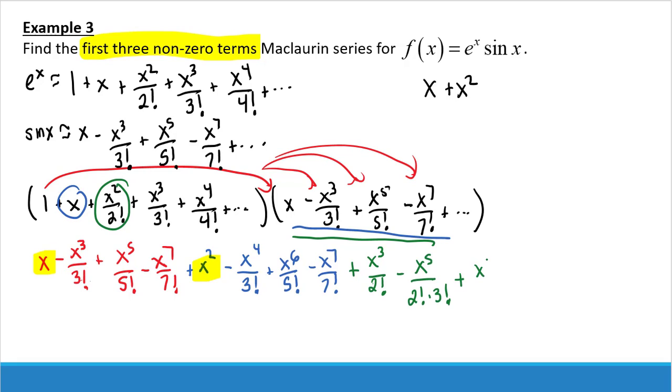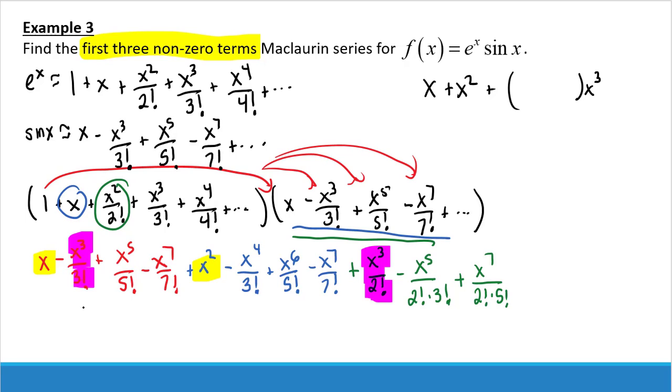I don't think I'm going to do any more because I don't think I'm going to need any more. So I've combined this x and this x squared. It doesn't appear that I'm going to have any more things to combine with those. So now I'm going to combine anything that is an x to the third, because I need three terms. So I have a plus quantity x to the third. I have a 1 over 2 factorial minus a 1 over 3 factorial.